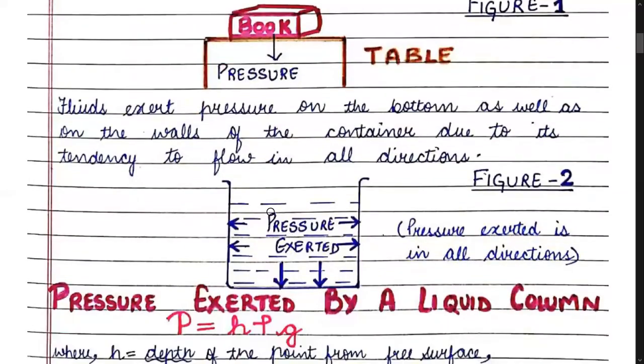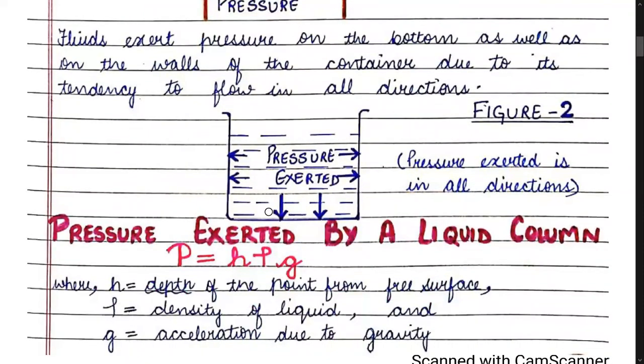But if we talk about fluids, that means liquid as well as gases, fluids exert pressure on the bottom as well as on the sides of the container in which it is contained. So you can see figure number 2. In figure number 2, there is a liquid placed inside a container and the liquid is exerting pressure in all the directions, not only downwards but also on the sides of the walls of the container. I hope this is clear.